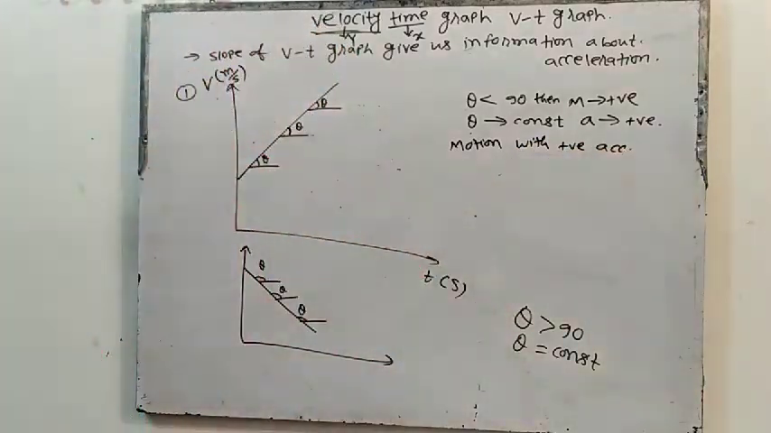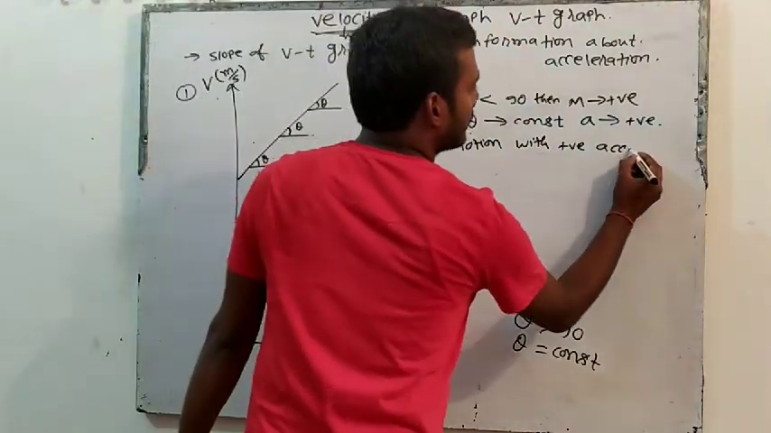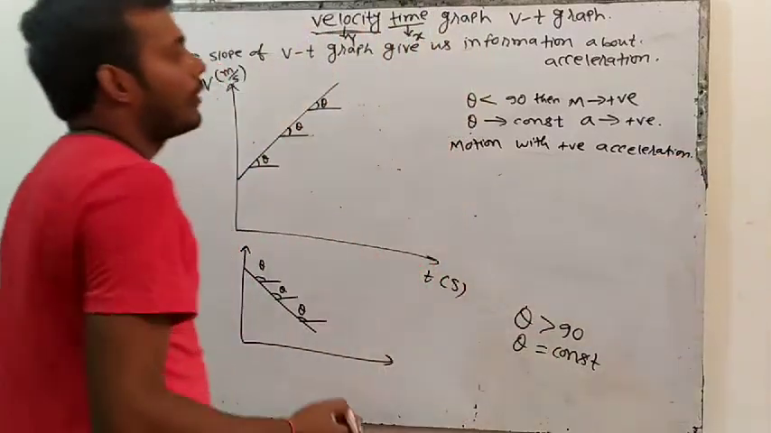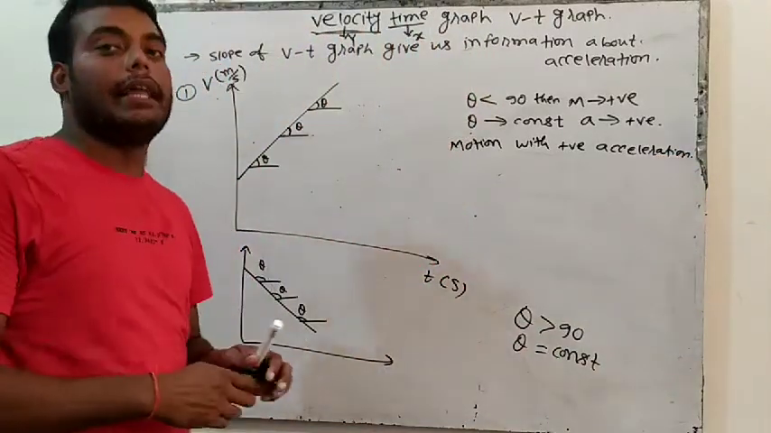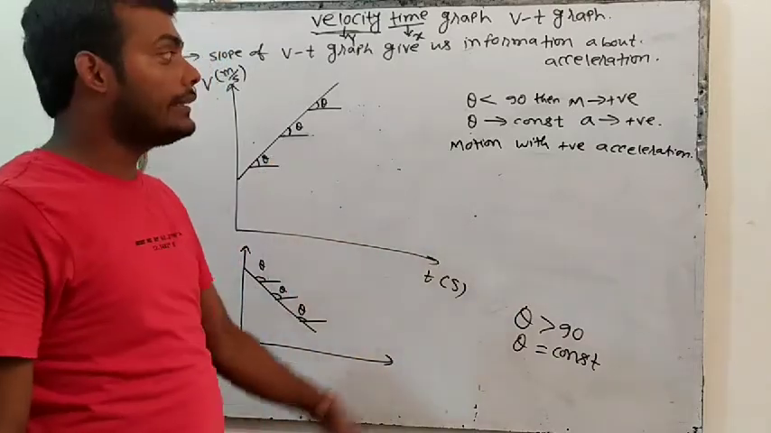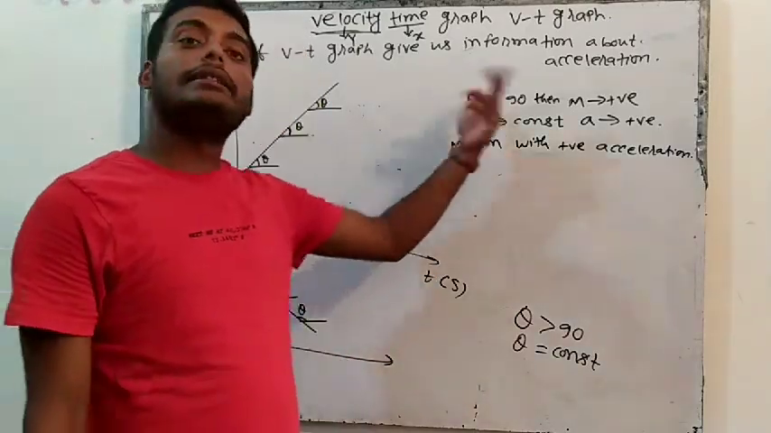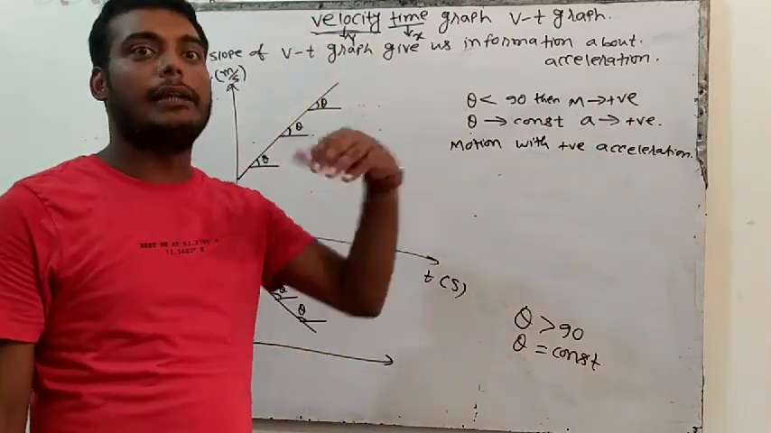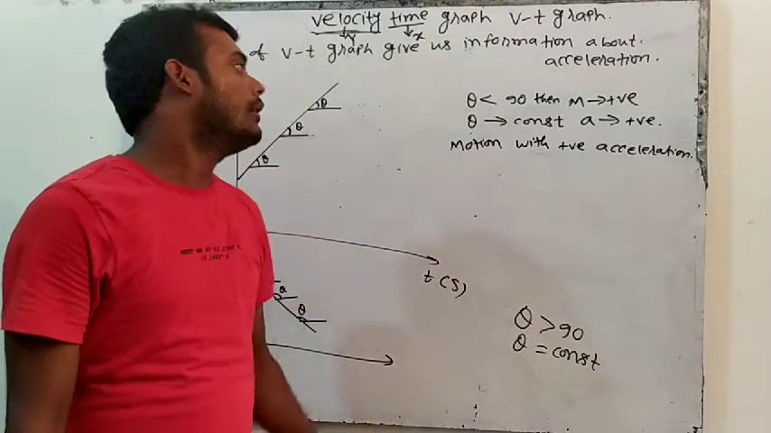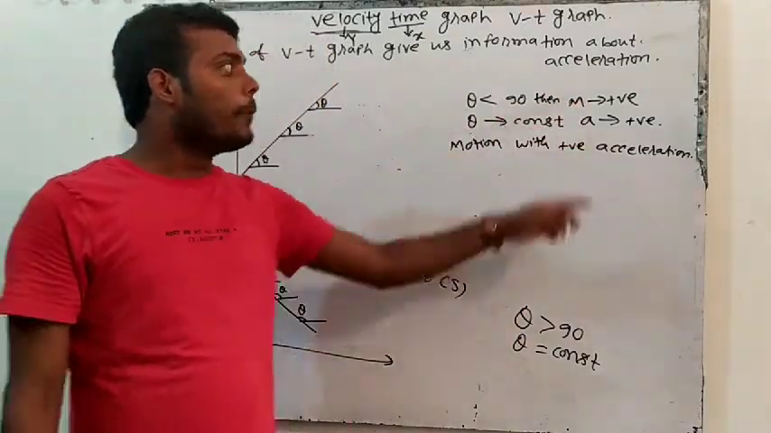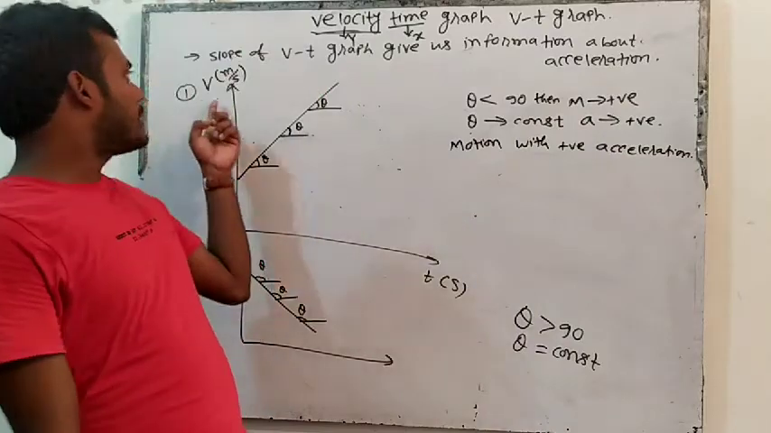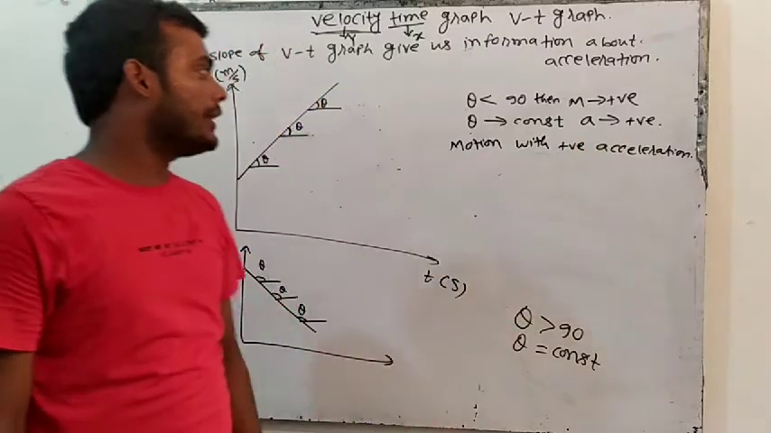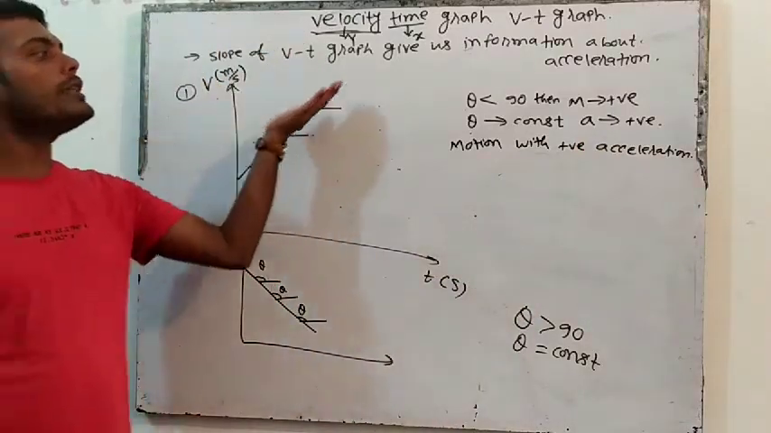Why? Because theta is less than 90 now. See, this is an acute angle, theta is less than 90. If theta is less than 90, then slope will be positive. Why? Because tan of angles less than 90, tan 45 positive, tan 60 positive. So slope will be positive. If slope is positive, then velocity time graph slope gives us information about acceleration, so acceleration will also be positive. That means this is a graph with positive acceleration.